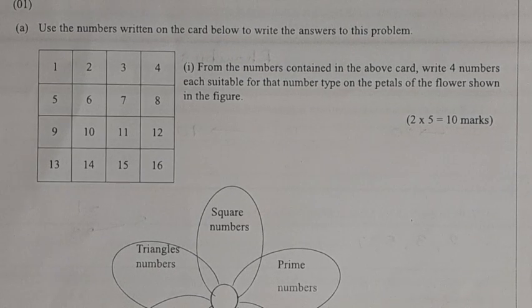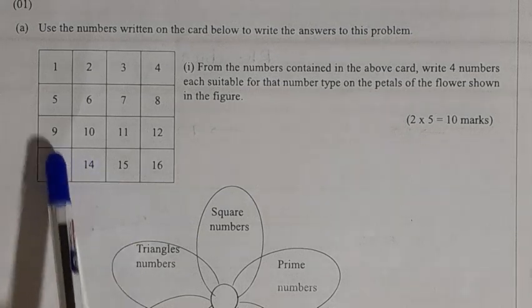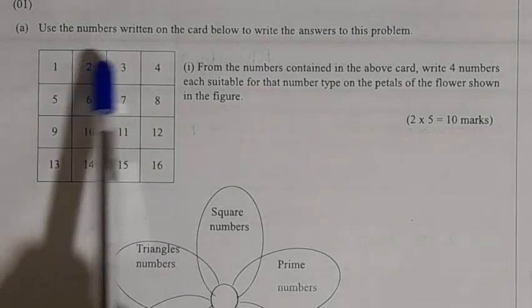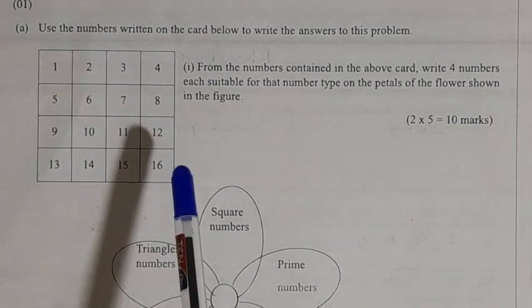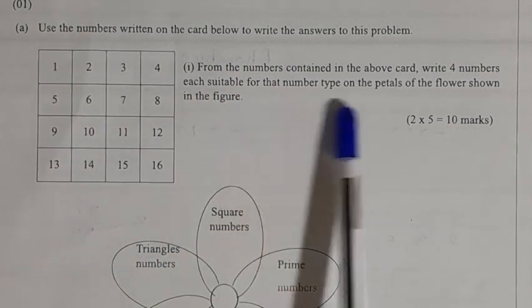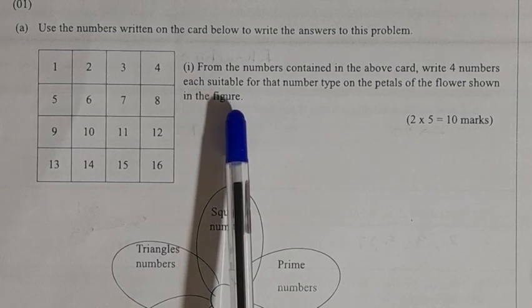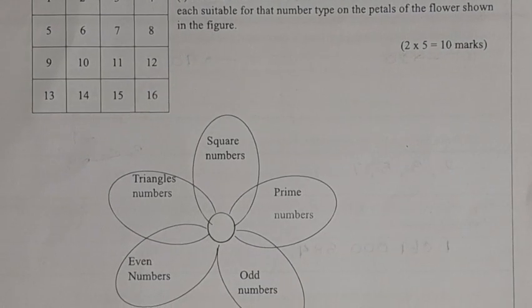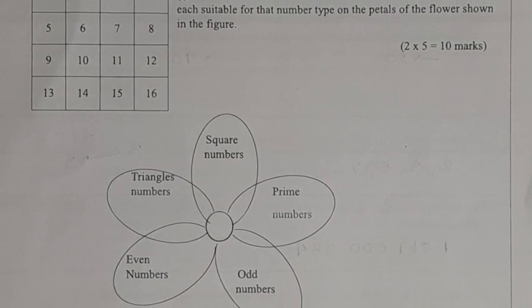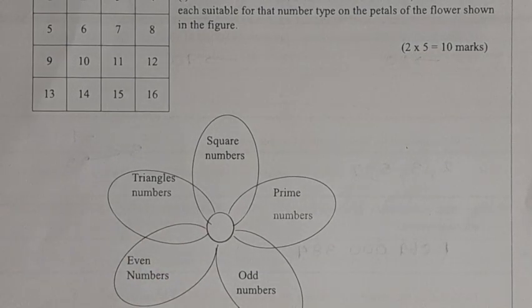First question, use the numbers written on the card below to write the answers to this problem. We are given this cage with 16 squares numbered from 1 to 16. From the numbers contained in the above card, write 4 numbers, each suitable for that number type, on the petals of the flower shown in the figure. This is the flower given to us. So we have to write 4 numbers on each petal.